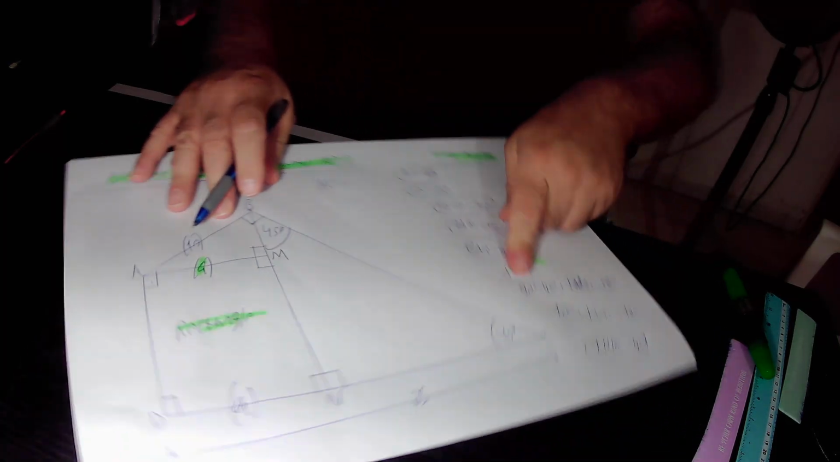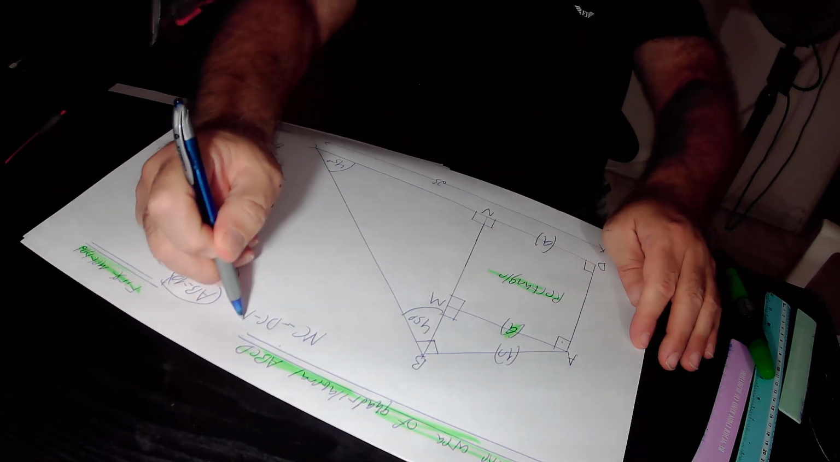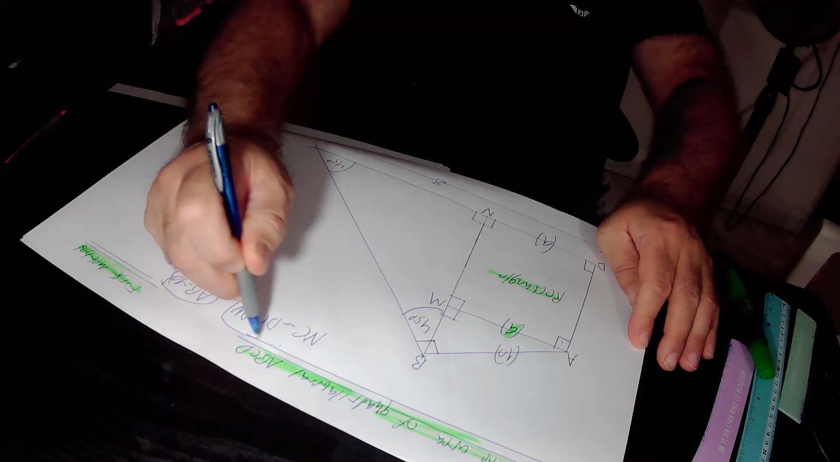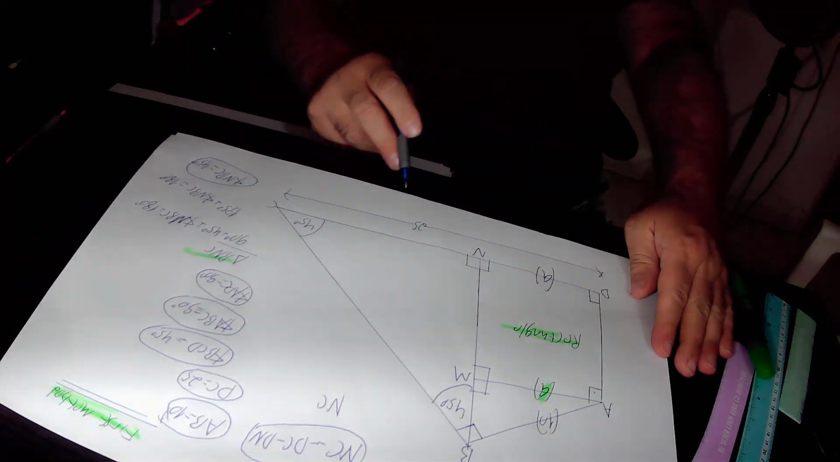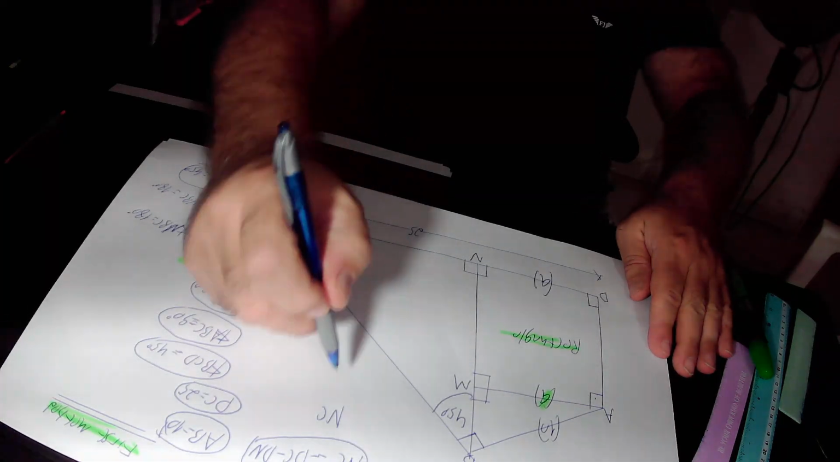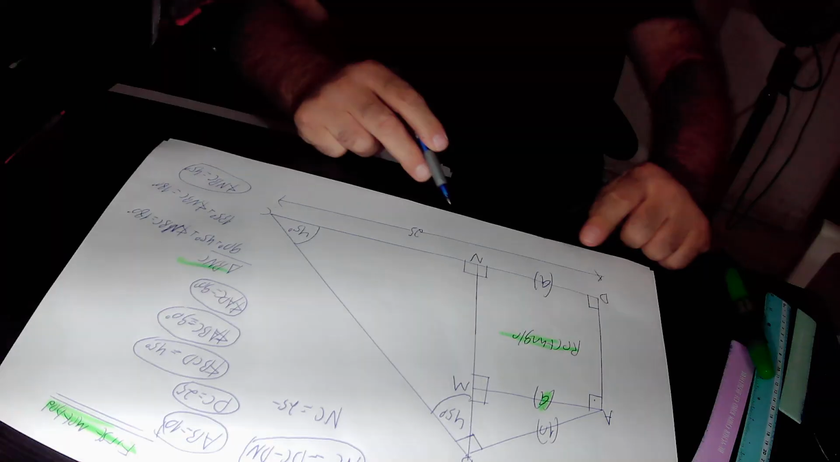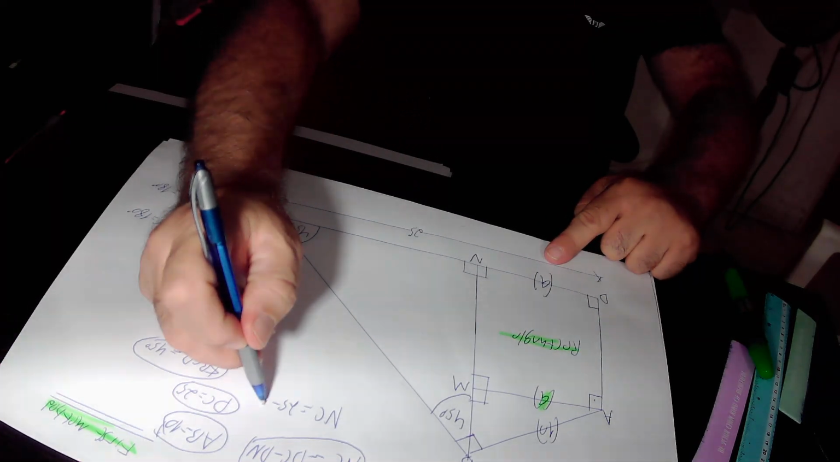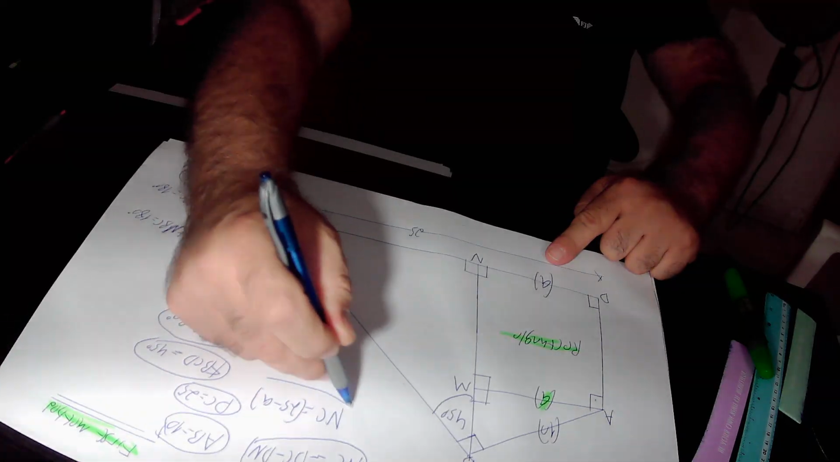So I write it down. NC equals DC minus DN. So NC in total equals DC, which equals 25 units in length according to what is given in the question, minus DN. DN is a. So in total NC equals 25 minus a units in length.